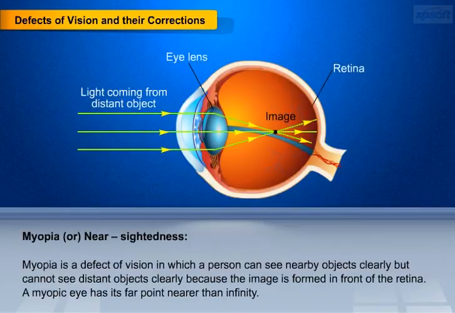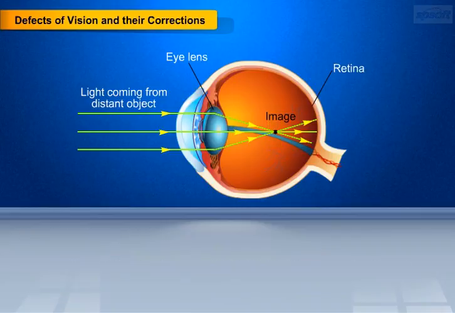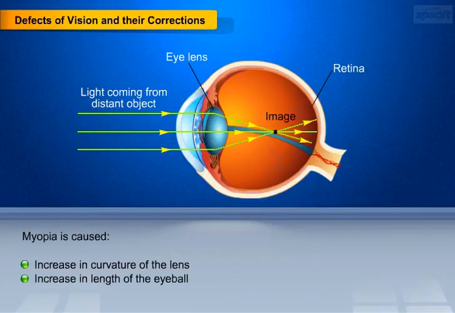Myopia, or nearsightedness. Myopia is a defect of vision, in which a person can see nearby objects clearly, but cannot see distant objects clearly, because the image is formed in front of the retina. A myopic eye has its far point nearer than infinity. It is caused due to increase in curvature of the lens, that is due to high converging power of eye lens, because of its short focal length, or increase in length of the eyeball.